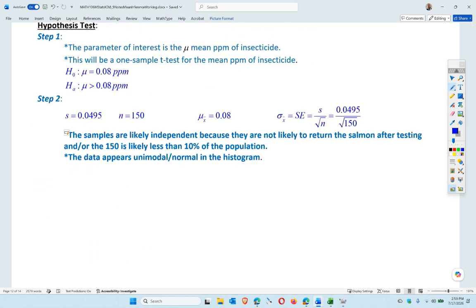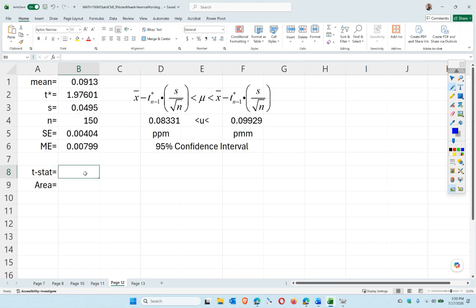Okay, so step 3 is actually doing it. So let's actually do it now. I'm doing the actual t. So this is going to be the sample minus the population divided by the standard error. That's my t-stat. So I got 2.79.